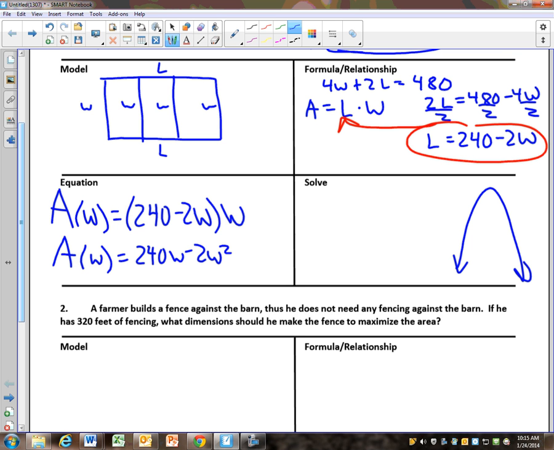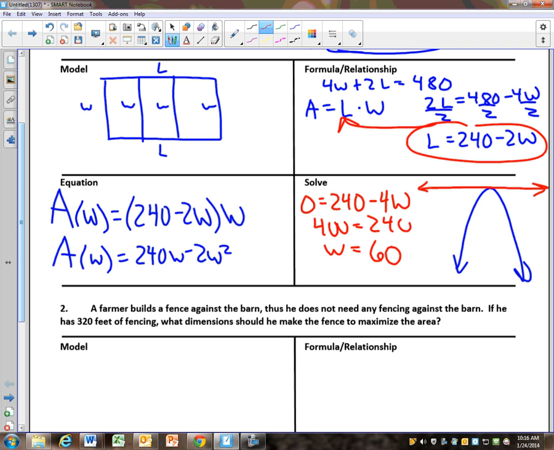We have ways of finding the vertex, negative b divided by 2a, but we could also recognize that, as you said before, the derivative is equal to 0 at that spot. So if you want to find the maximum, the easiest way to do it is to simply take the derivative and set it equal to 0. So what is the derivative of this? 240 minus 4W, so 4W equals 240. And so W is equal to 60.